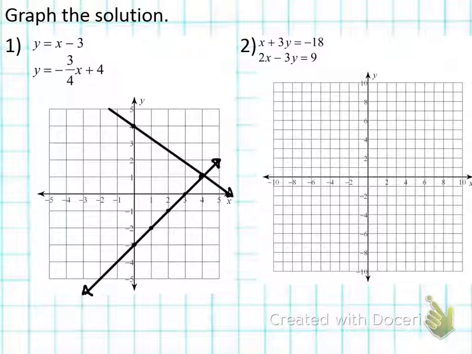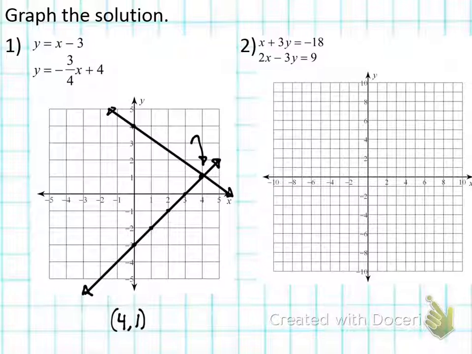Okay, graph a couple arrows at the end, and we notice that there's a shared point here. So what's the name of the shared point? The coordinate is (4, 1). So that would be the answer here, where the lines cross.